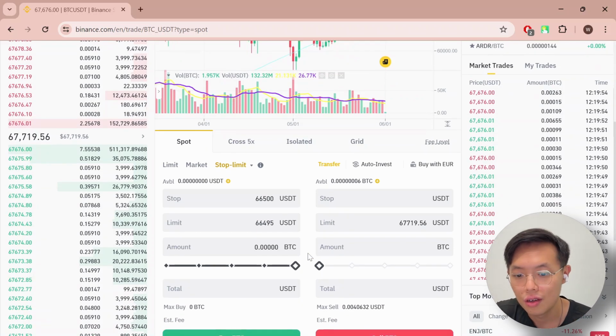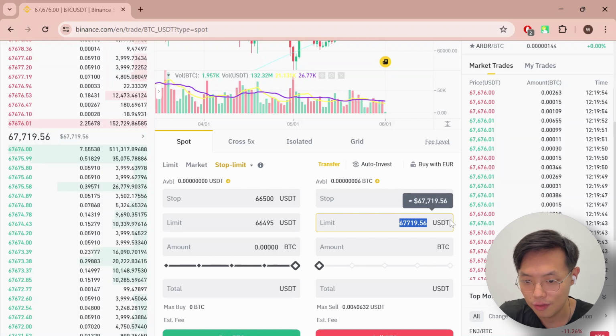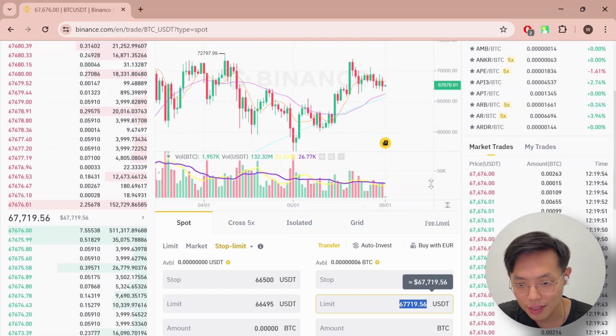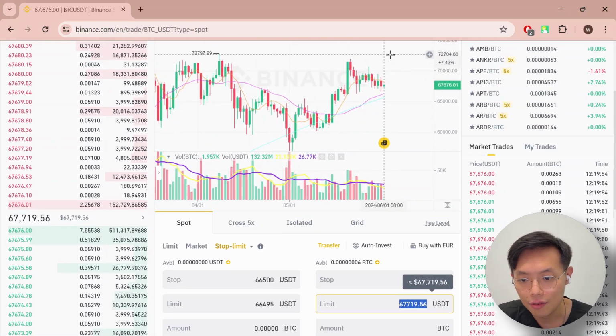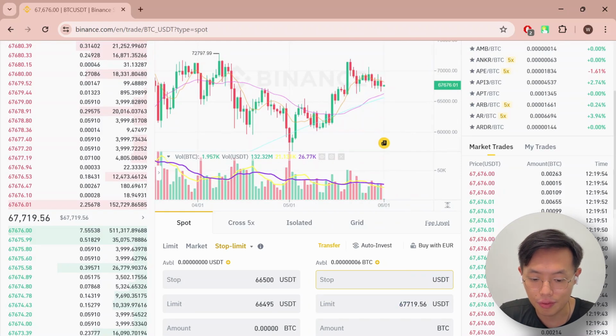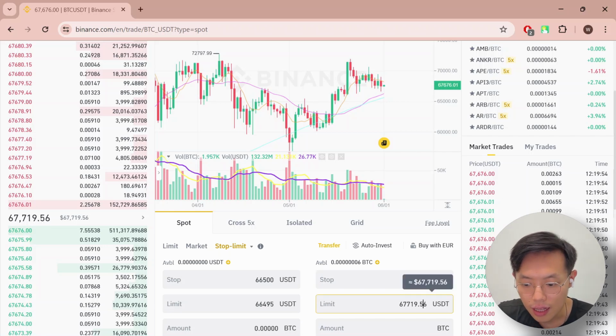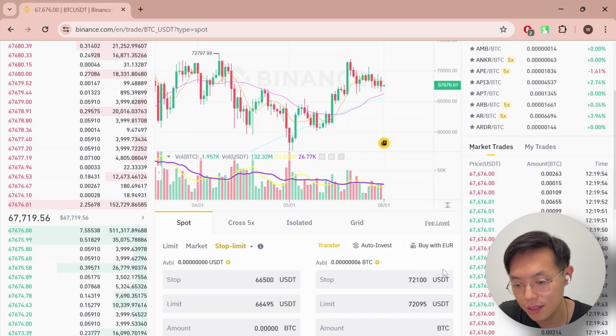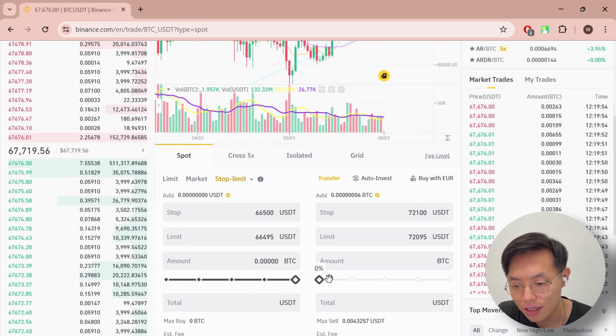Same things go for sell, right? You have a stop price to execute the order, which will place the limit price that you set. For example, I want to sell it, let's say, higher than 70K, 72K. Maybe I want to set the price to trigger this order at 72K, 100. Then I want to set the limit very, very close, so just take $5 apart. And this is how you place a sell order.